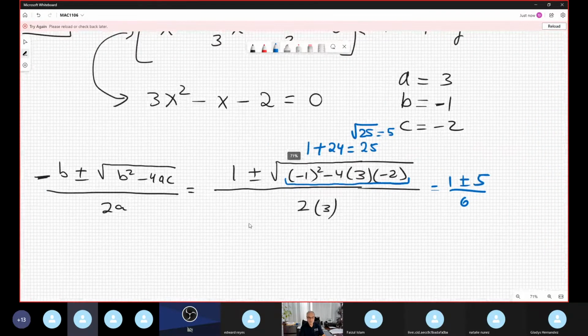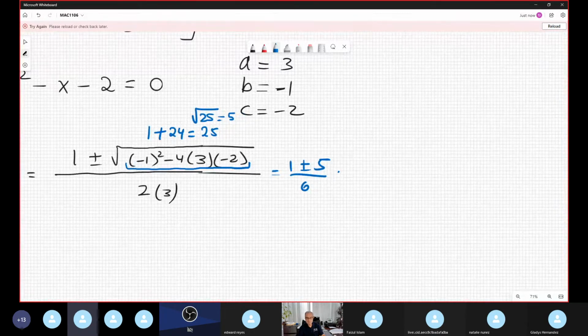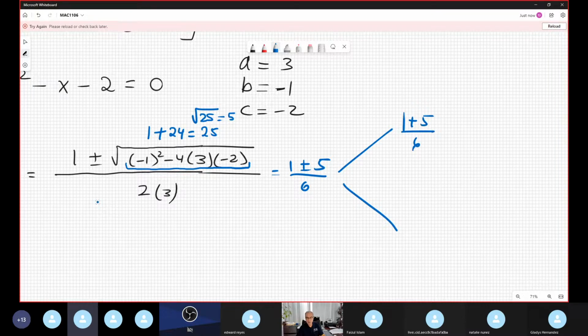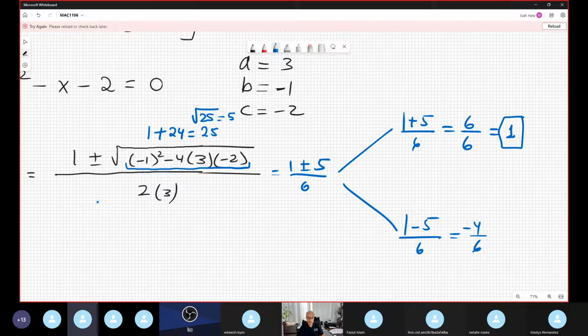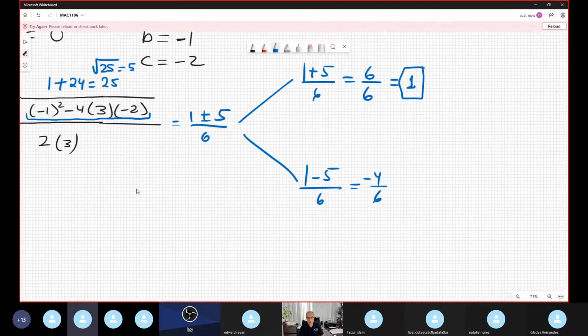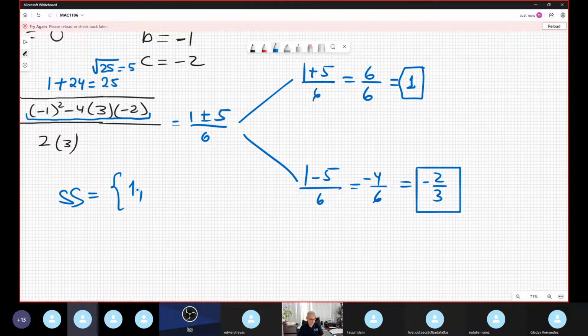Okay, now split in 2 pieces. 1 plus 5 over 6, and 1 minus 5 over 6. Plus and minus. This is 6 over 6, which is 1. First answer. And this is negative 4 over 6. Okay, we can reduce it to lowest terms because 4 and 6 are both even numbers, divided by 2 is negative 2. Boom. Solution set for our problem is 1, or, no, it's 1 or negative 1.